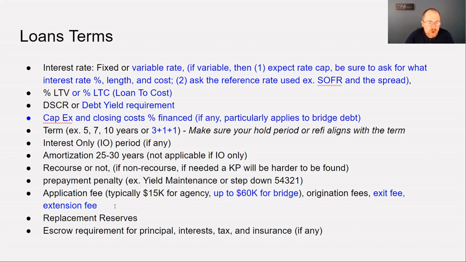Then you want to know what the application fee is. Typically for agency, it's $15,000. For a bridge debt, it could be up to $60,000. You want to know any origination fee, exit fee, extension fee. You also want to know if the lender expects some replacement reserves in your budget, and if there is any escrow requirement for principal, interest, tax, insurance.